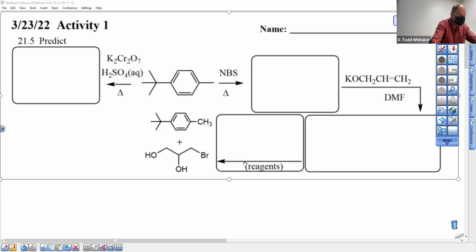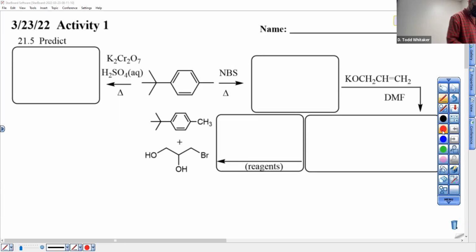We're going to continue our exploration of chapter 21 and finish off the chapter right here. We have a prediction of products problem here. And these are new reactions, although this one should be a review reaction from chapter 8. But it has context here as well, in that we're talking about reactions at the benzylic position. What does that mean?